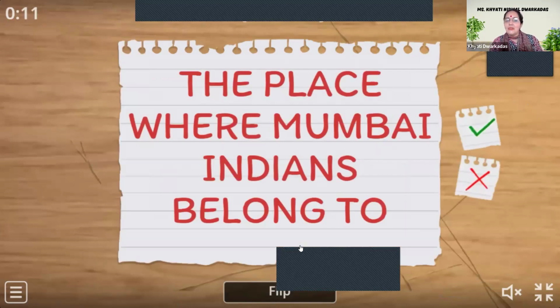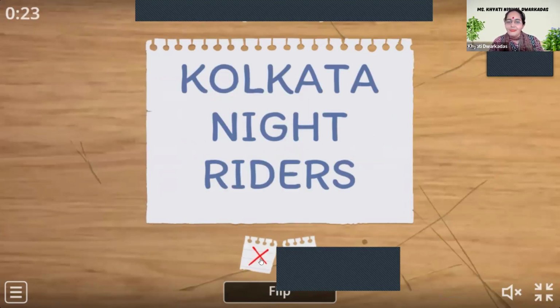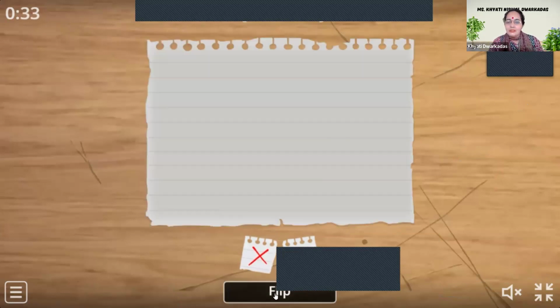And the place where Mumbai Indians belong to. And the student said Mumbai, put a tick. If the student says Delhi Capitals is in Madras, wrong. Kolkata Knight Riders is in Telangana, wrong. That's how you could play the game. Flip the question. And you see what happens.